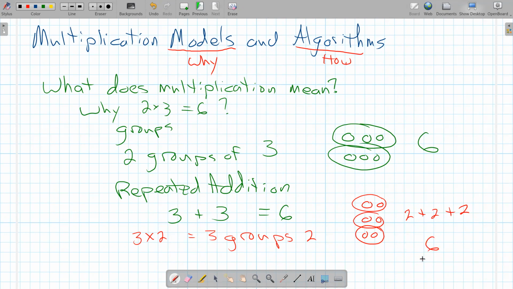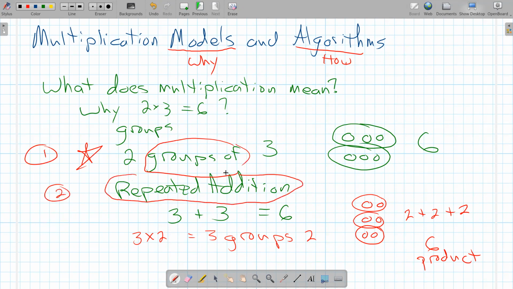And that result is called the product. So this idea of what we say is it doesn't matter what order you multiply in because you get the same product. Yeah, that's true. That makes multiplication commutative, but physically the order does matter even though the product's the same. So in my opinion, the most popular and useful versions of multiplication are this groups of here. So that's one model, and then the repeated addition is another model. So it's a physical explanation of what the heck it means to multiply.